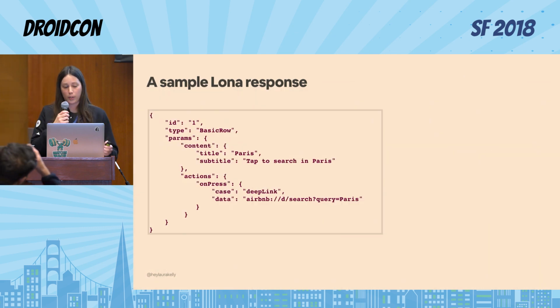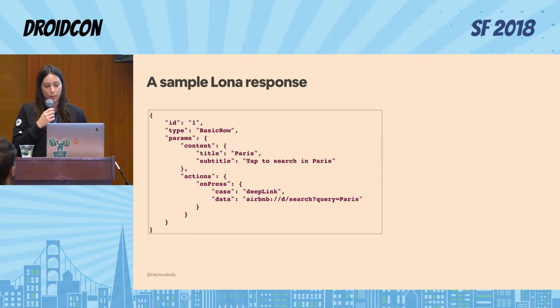And a sample Lona response, according to this spec, is going to look pretty similar to the previous systems we've seen. We've got a component specified by an ID and a type. It has some parameters, which include content like title and subtitle. And then it has a generic set of actions. So in this case, if we tap on the row, it will redirect to a deep link. So the spec itself is fairly similar to the things we've seen before.